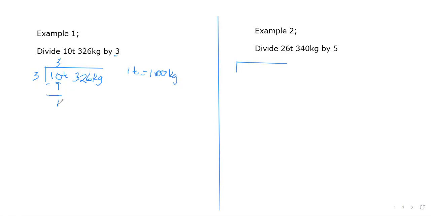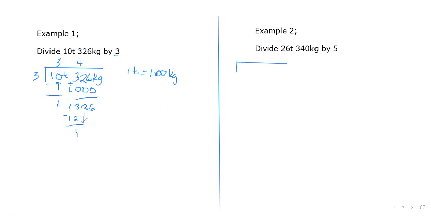Then the remainder here is 1. So 1, if you multiply it by 1,000, you'll get 1,000. So that 1,000, you're going to add it where we have kilograms. Upon adding here, you're going to get 1,326 kilograms. Now, at this point, I can continue with my division. So I'll think of a number which, if I multiply, will bring me close to 13, since 1 is less than 3. So that number is 4, because 4 multiplied by 3 is 12. 13 minus 12, I'm going to get 1.